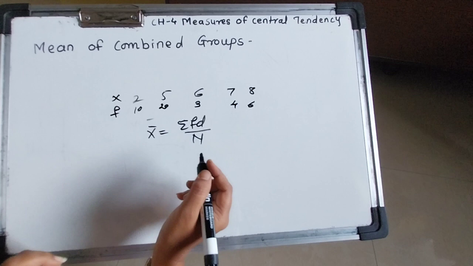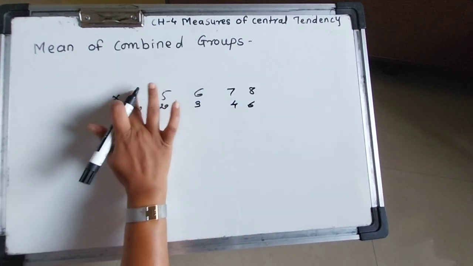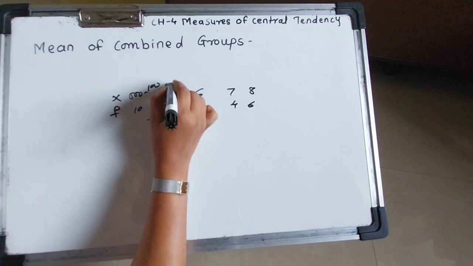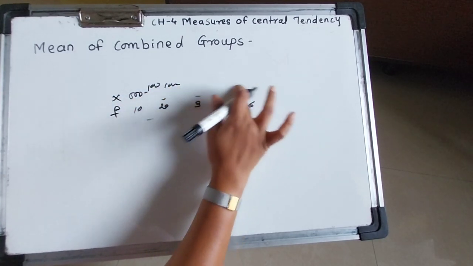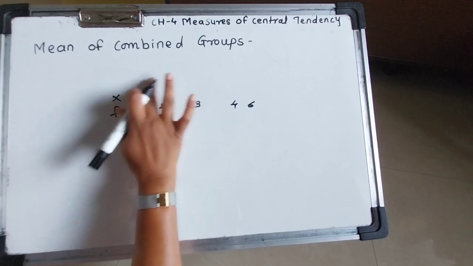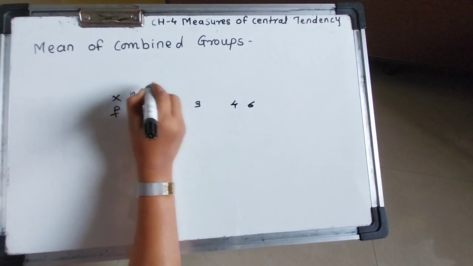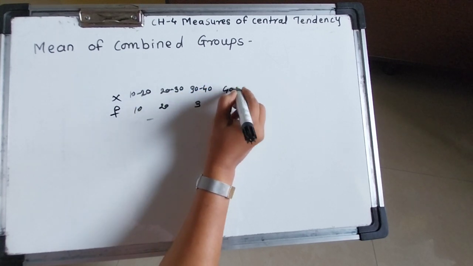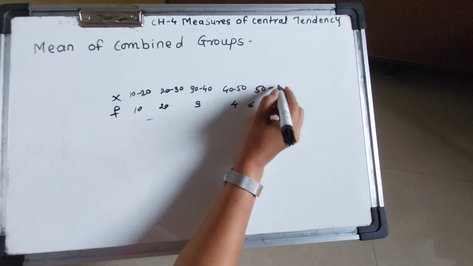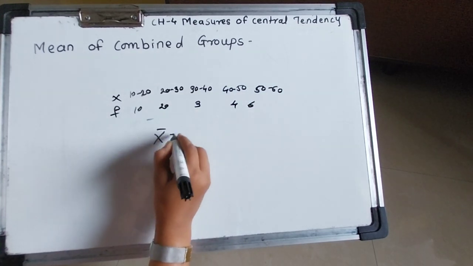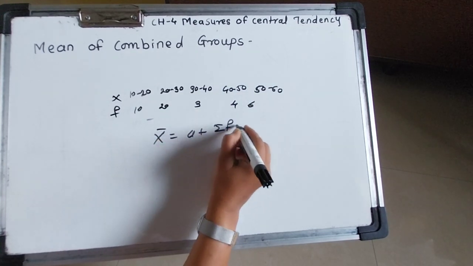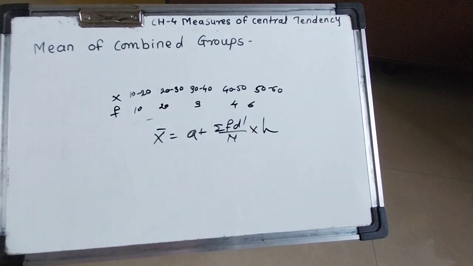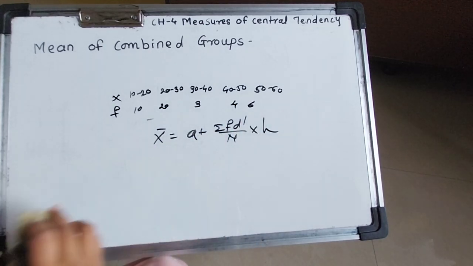And suppose they give classes here. Suppose 500 to 1000, 1000 to up to, and so on. Suppose 10 to 20, 20 to 30, 30 to 40, 40 to 50, 50 to 60. What we use here: x bar is equal to a plus summation fd dash upon n into h. This formula. Okay, we already saw this.